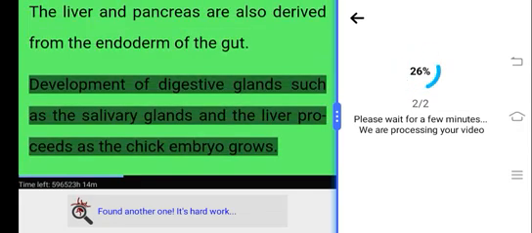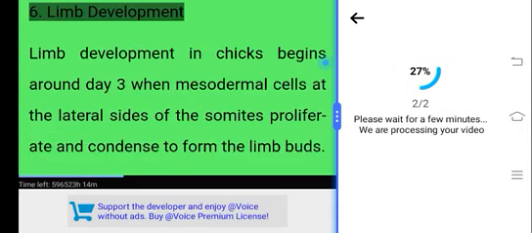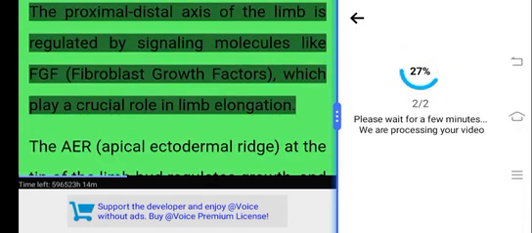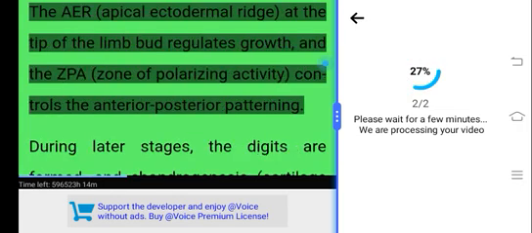Development of digestive glands such as the salivary glands and the liver proceeds as the chick embryo grows. 6. Limb development. Limb development in chicks begins around day 3 when mesodermal cells at the lateral sides of the somites proliferate and condense to form the limb buds. The proximal-distal axis of the limb is regulated by signaling molecules like FGF, fibroblast growth factors, which play a crucial role in limb elongation.